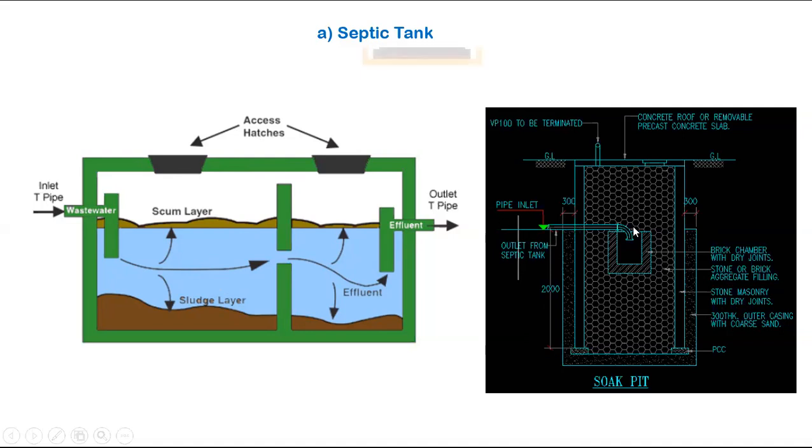The connecting inlet pipe will connect into the center of the chamber. Outside the chamber, they will arrange stones, a stone masonry wall. After that, a 300 mm outer casing wall will also be there. Here also one manhole and a vent pipe will be there. This is the typical arrangement.